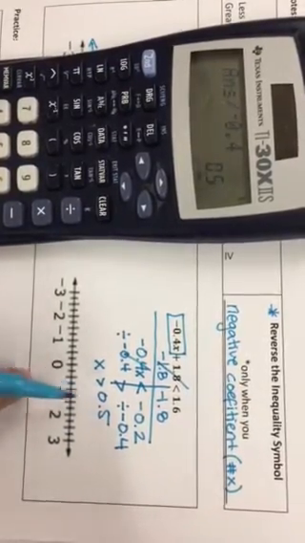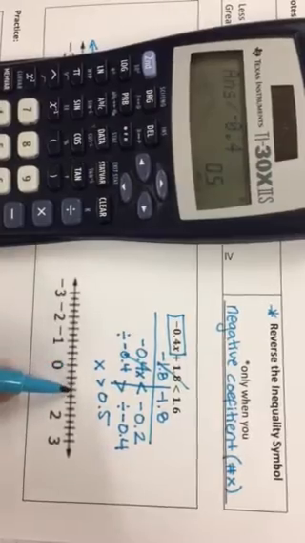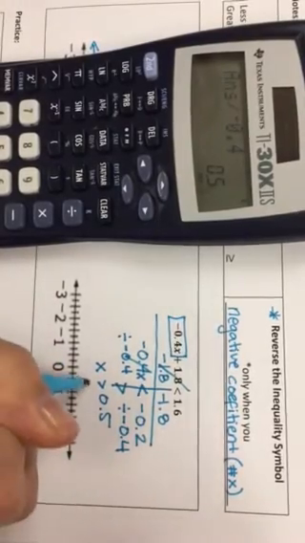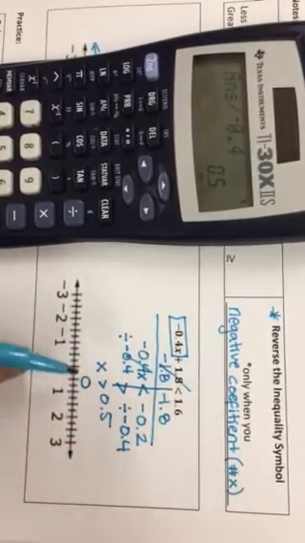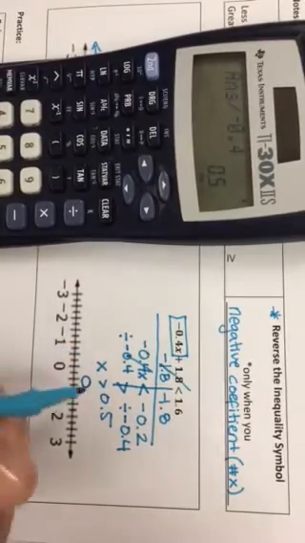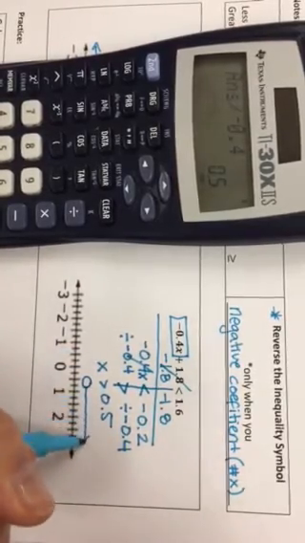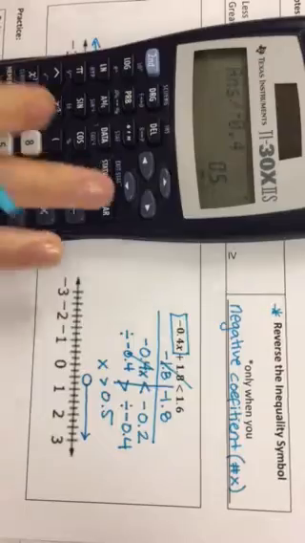Now, on 0.5, which is right between 0 and 1, I'm going to draw an open circle. X is everything greater than 0.5. That concludes review lesson 9.